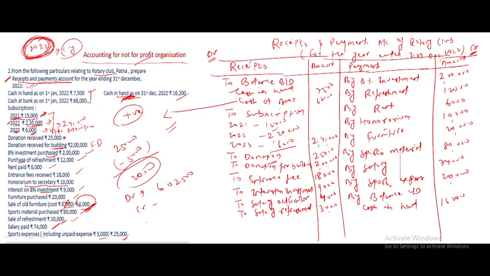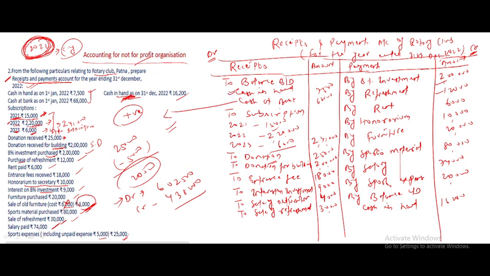Credit amounts, first we take 2 lakh plus 12,000 plus 6,000 plus 10,000 plus 20,000 plus 80,000 plus 74,000 plus 20,000 plus 16,200, and the credit total is 4,38,200. There is an excess on the debit side, so we balance on the credit side.